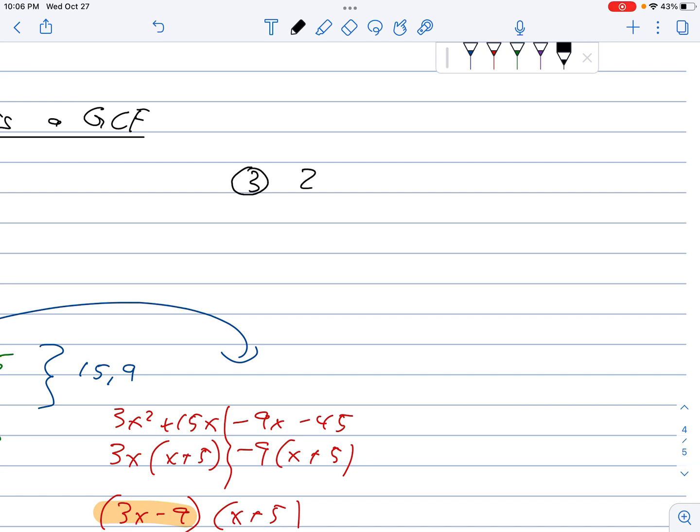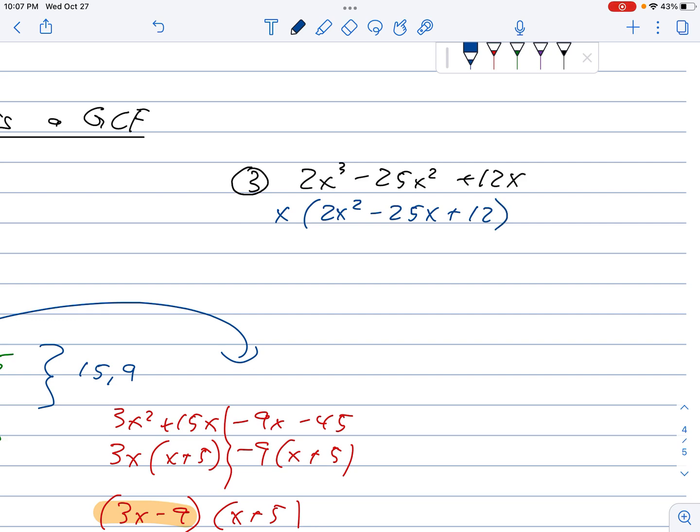If I look at one more, 2x to the third minus 25x squared plus 12x. Every time we've had an x to the third, it's been a 4-term polynomial that we've factored. In this case, it's 3 terms, and I have an x to the third, an x squared, and an x. Like, what gives? I don't know what to do with this. Well, same thing. Take out a GCF of an x, and I have 2x squared minus 25x plus 12.